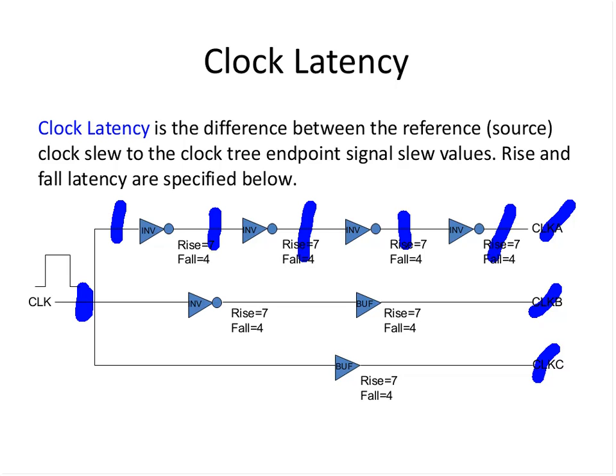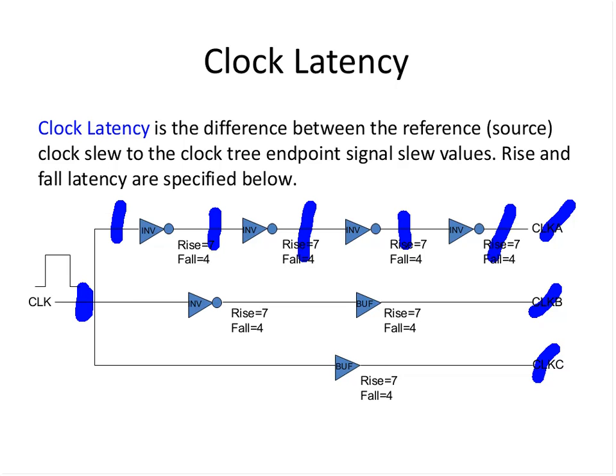Yes, there are four inverters in place, right? Rise delay here is 7, fall delay is 4. So what is the total amount of delay the clock takes from CLK to CLKA? It has 2 rise transitions and 2 fall transitions, right? So 2 rise transitions means 7 plus 7, 14. 2 fall transitions means 4 plus 4, 8. So 14 plus 8 is 22. So the clock latency at the CLKA point is 22.